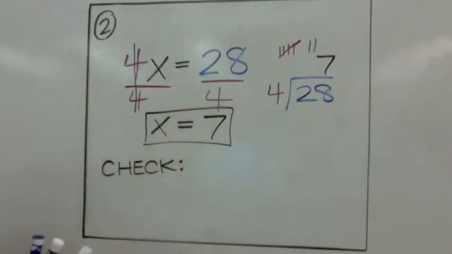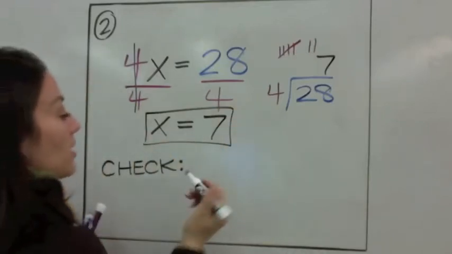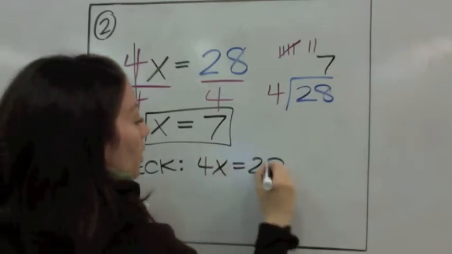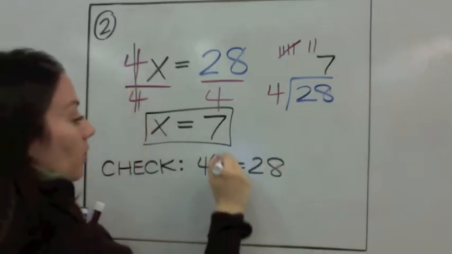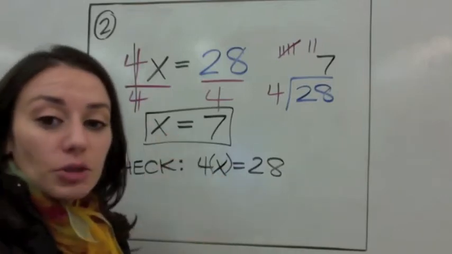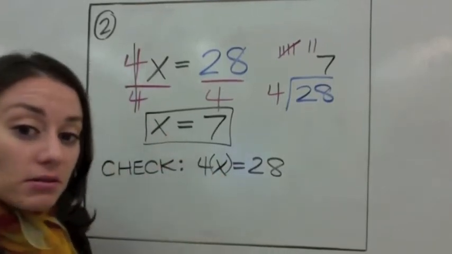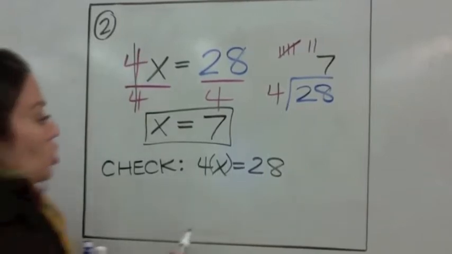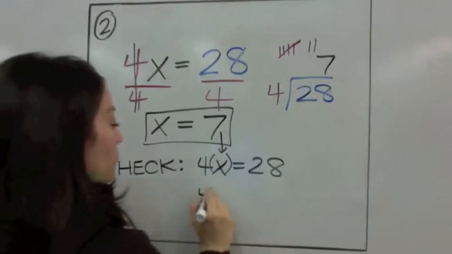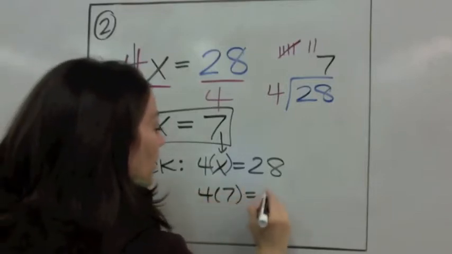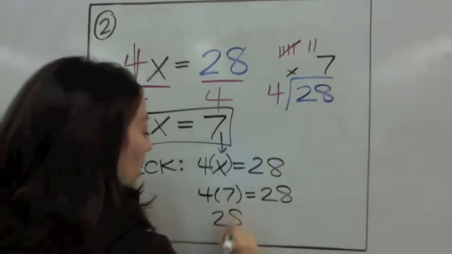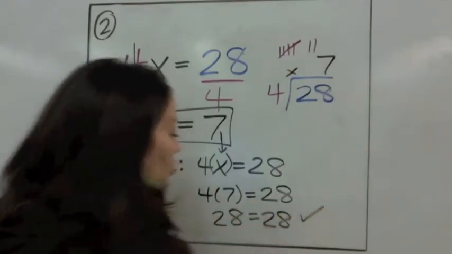Now we have to check our answer. Okay? So we rewrite the original equation, which is 4x equals 28. If two numbers are touching, it means they're being multiplied. So parentheses means multiplication. What do parentheses mean? Multiplication. So we're going to put 7 in the place of x. We're going to say, is 4 times 7 equal to 28? 4 times 7? Yes. 28 equals 28. Check.